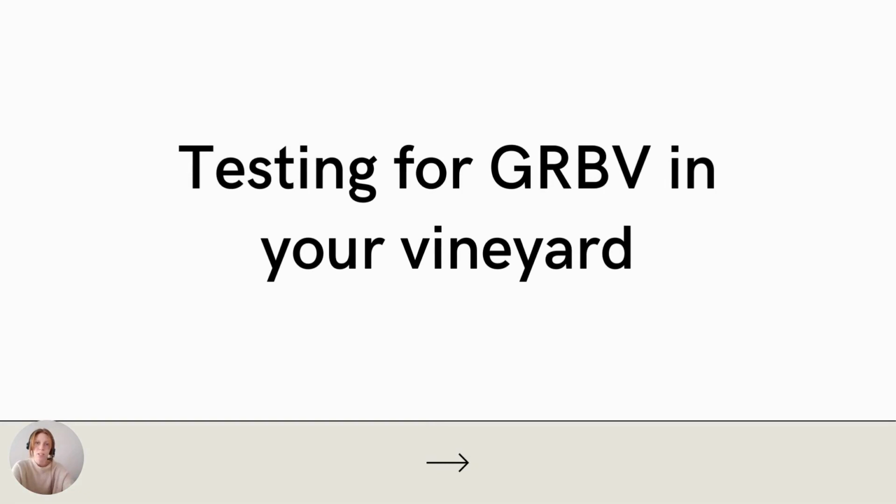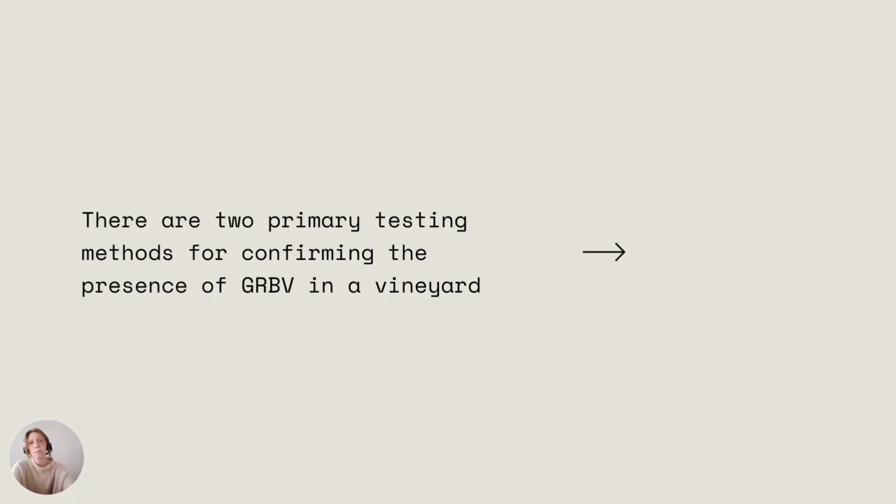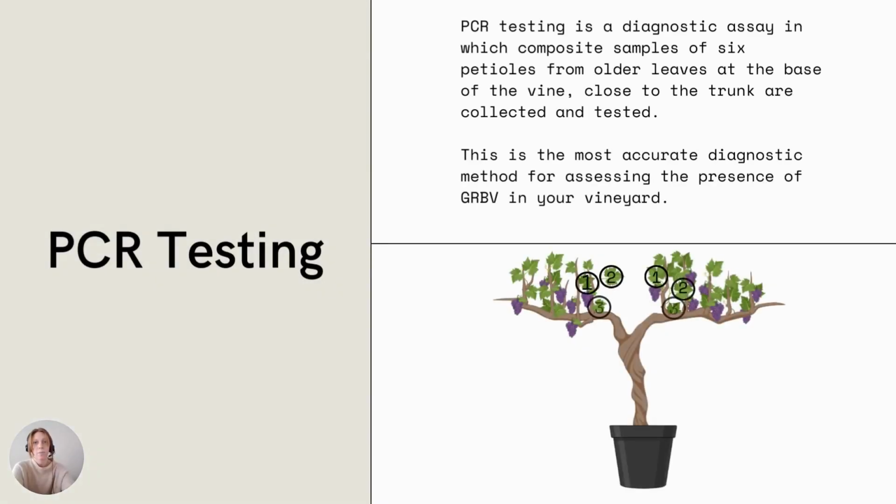So how do you go about testing for GRBV in your vineyard? There are 2 primary testing methods for confirming the presence of GRBV in your vineyard. These are PCR testing and LAMP-based assays. PCR testing is a diagnostic assay in which composite samples of 6 petioles from older leaves at the base of the trunk, 3 from one side and 3 from the other as shown below, are collected to be tested. This is the most accurate diagnostic method for assessing the presence of GRBV in your vineyard.